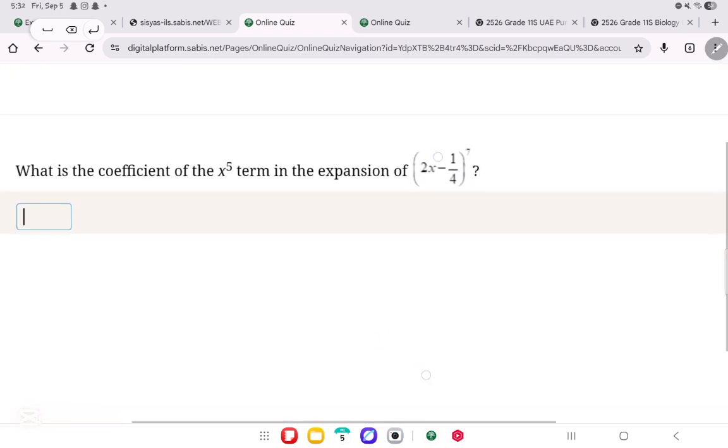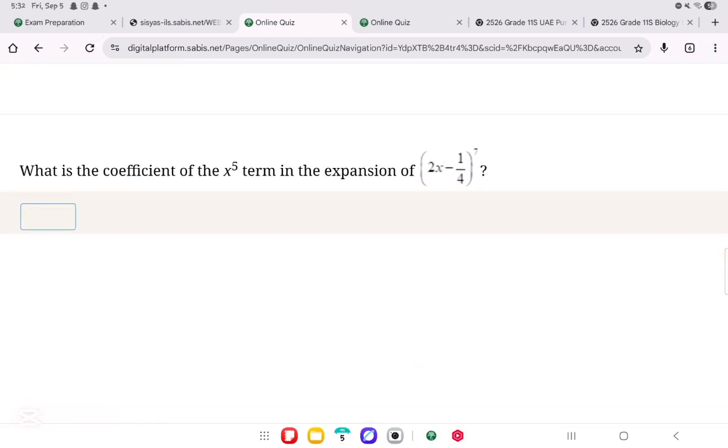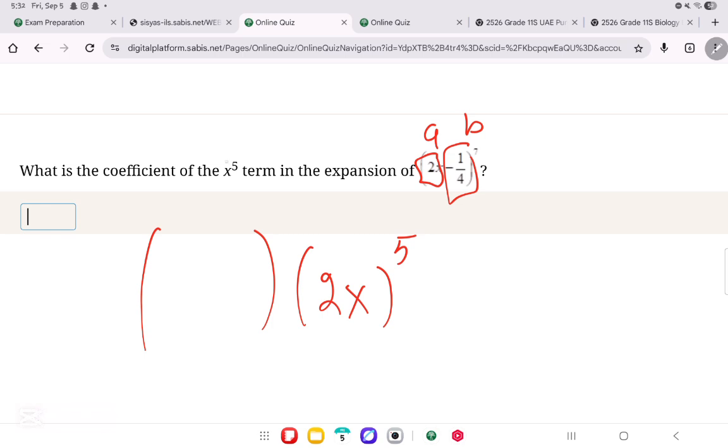What is the coefficient of the x to the power of 5 term in the expansion of this? First thing we do, we check which of them, A and B, this is our A and this is our B, has x. In this case, only A has x. That means A, in this case 2x, is going to be raised to the 5th power, okay? It's (2x) to the 5th power. And we know that if we're looking for the x to the power of 5 term, there's also going to be a combination with it.